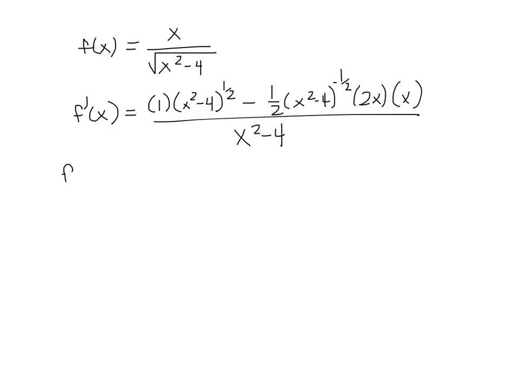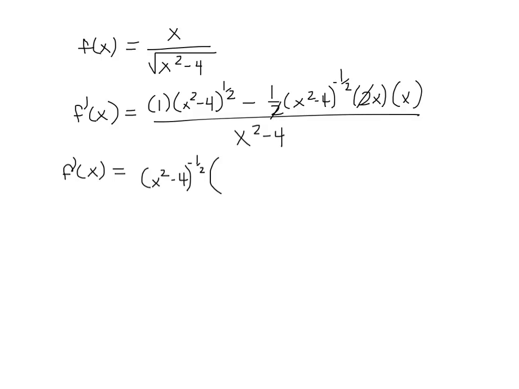Then on top, we can factor and simplify a little bit. I can do some simplifying here. This 2 and this 2 is going to cancel, so I can go ahead and do that. Then I factor, and I can see here that I've got an x squared minus 4 and an x squared minus 4 in common. I'm going to take the one with the smallest exponent. So I'm going to have x squared minus 4 to the -1/2, and I'm going to factor that out.